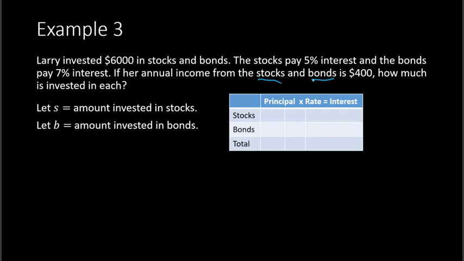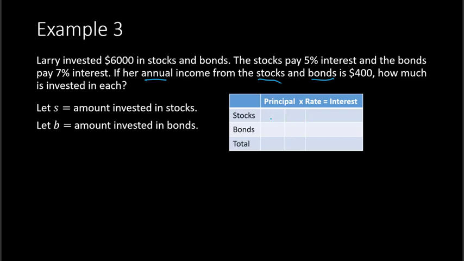All right, so what we could do is create a table where in the row headings, we have stocks, bonds, and then the total amount. And then in our column headings, we have our formula, principal times rate equals interest. And time would be in here too, principal times rate times time, but because time is just 1 year, annual income for 1 year, time is 1, so when you multiply it doesn't really affect anything. So you could just do it like this, principal times rate for this particular problem.